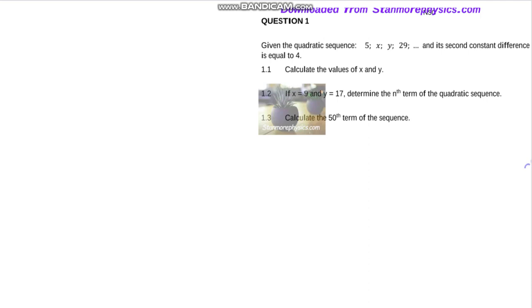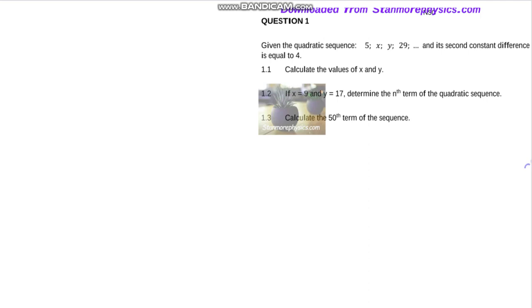When you get a number pattern like this one, and here they've given you a quadratic pattern, what you need to do first is read the question. The question says: given the quadratic sequence, which is 5, x, y, and 29, and each second constant difference is equal to 4. Now they say calculate the value of x and y.